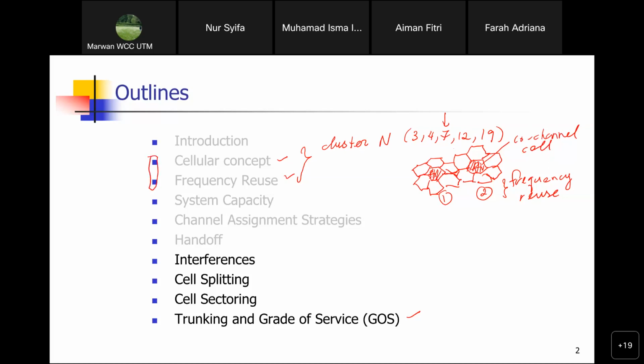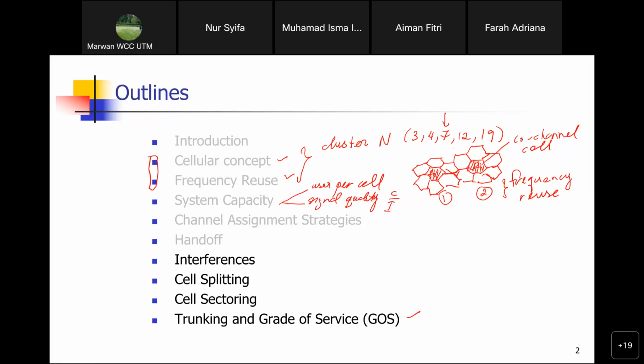And then yesterday we looked at system capacity. We look at how many users per cell. So this is what defines the system capacity. And then we have another one that determines the signal quality. This is given by your C divided by I, your carrier power divided by the interference.